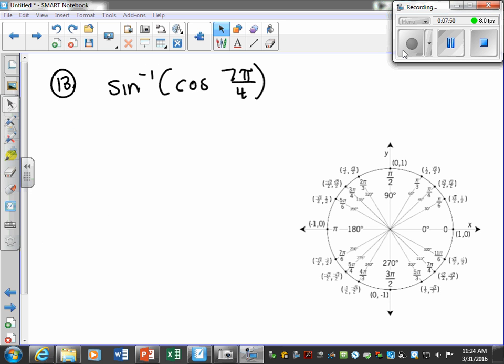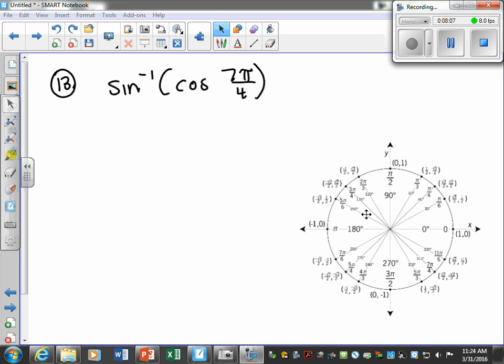Okay, this one's a little bit different. This time we have the sine inverse on the outside and just cosine of 7 pi fourths on the inside. We're going to do order of operations first. We're still going to work with this inside first, but this is just a basic question. What is the cosine at 7 pi fourths?